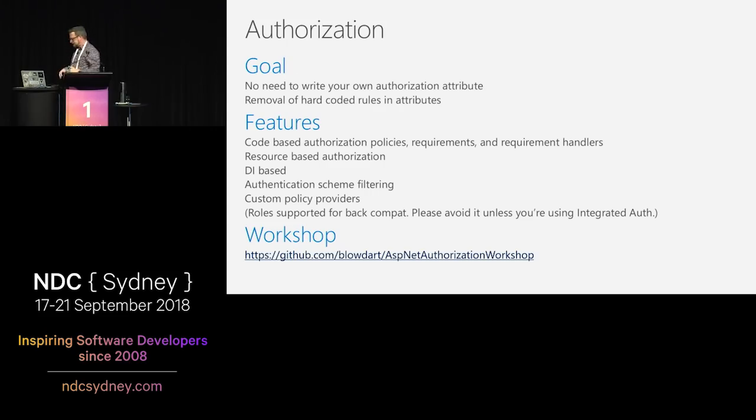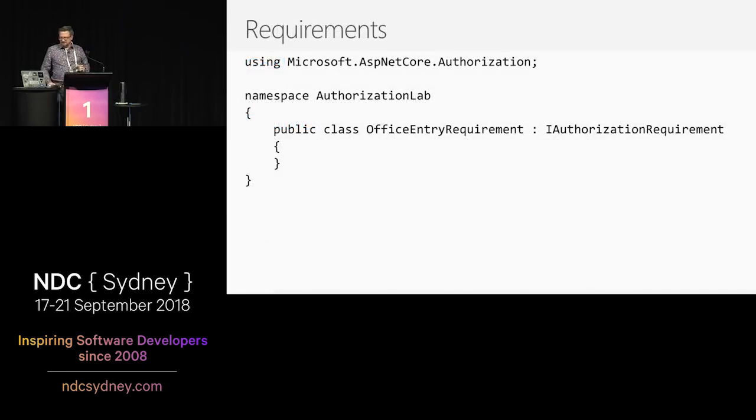So we don't want you to write your own authorization attribute anymore, because that was hard, and it was wrong, and hard-coded things. Instead, we switched everything to policies. And policies are ways that you can express rules in code based on requirements. And we also have given you resource-based authorization. Everything is done in DI. We have our custom scheme filtering, which is what you should have been using to select stuff, but now we've got scheme forwarders, so use those if you want to make me unhappy.